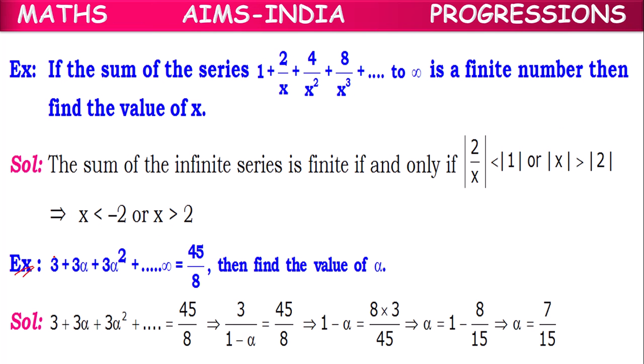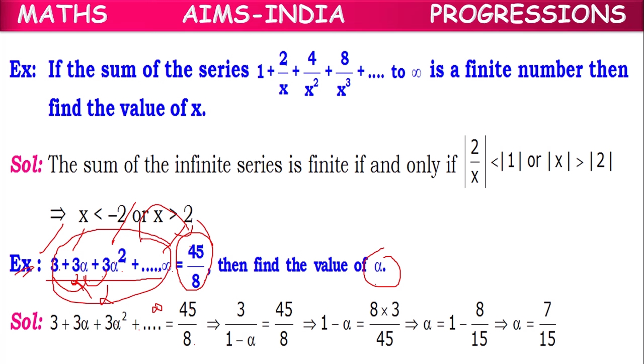Next example, children. 3 plus 3 alpha plus 3 alpha square plus up to infinity equals 45 by 8. It means the sum of infinite terms is 45 by 8. Then find the value of alpha. If you observe, 3 into alpha is 3 alpha, 3 alpha into alpha is 3 alpha square. The common ratio is the same. So this is an example of an infinite GP.